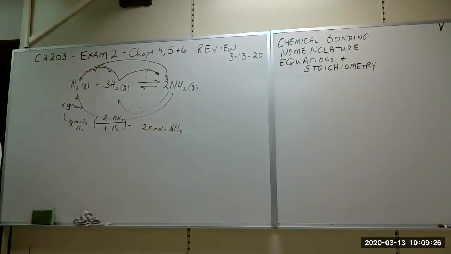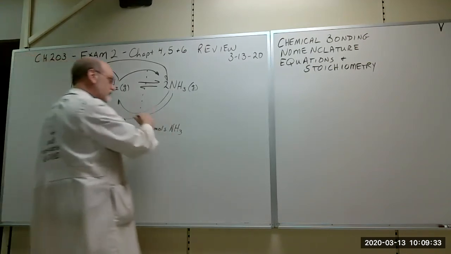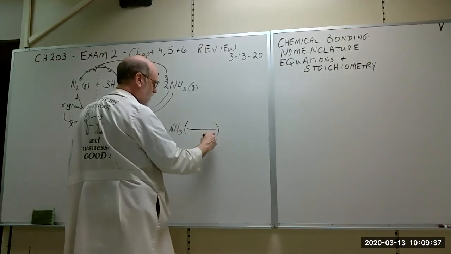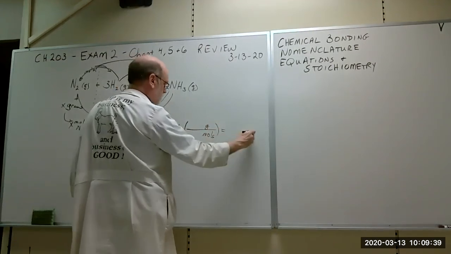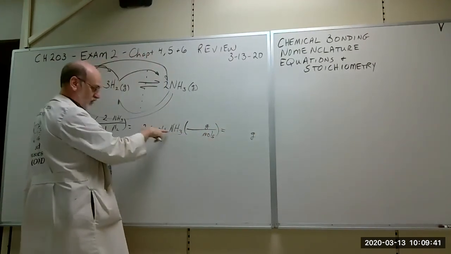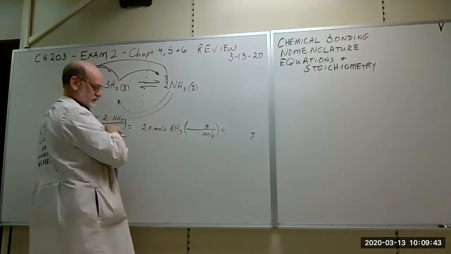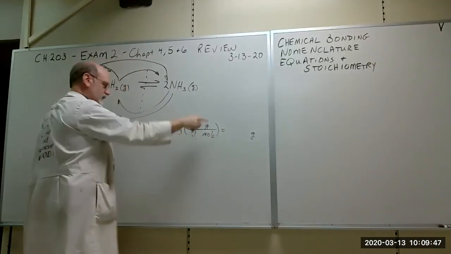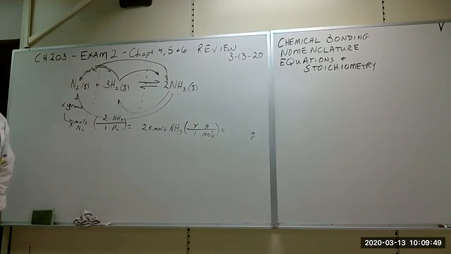If the answer is asked for in moles, you're done. If it's in grams, now you got to convert that back. Moles on the bottom, grams on the top. So you need the molar mass of that compound. So many grams per mole, then you got grams. Okay, that's stoichiometry.